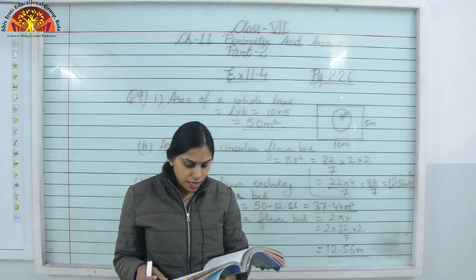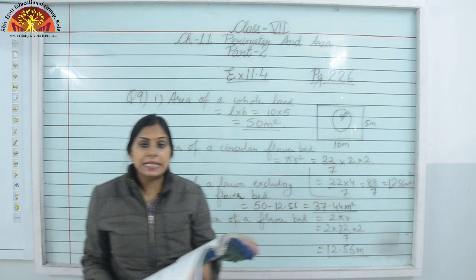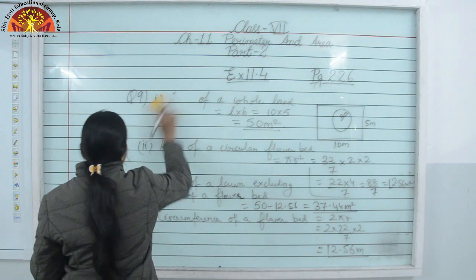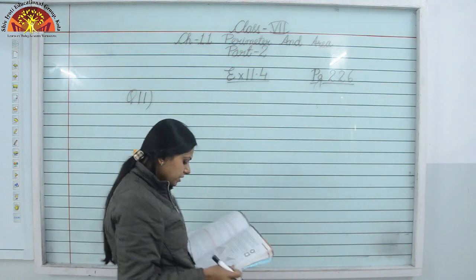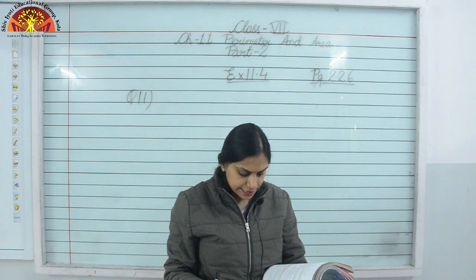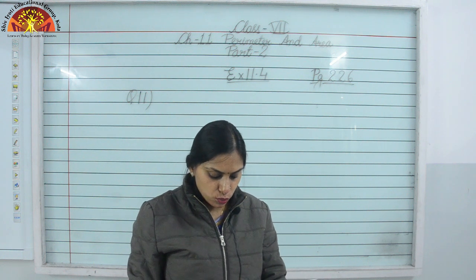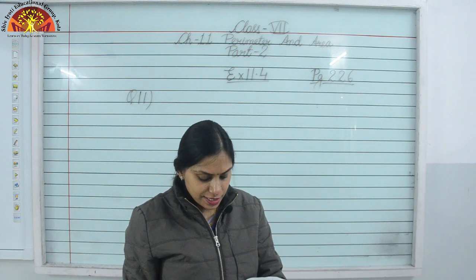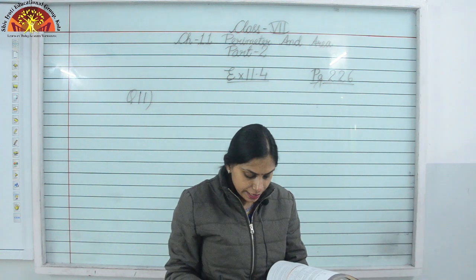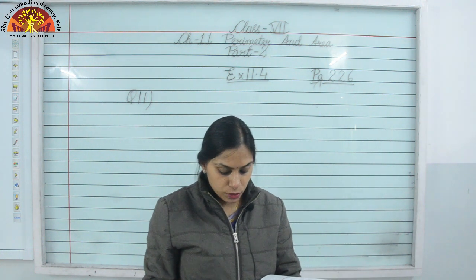Now just come to the last question. We'll just solve the last question. Now that is question number 11, okay. Last question of the exercise. This is the last question. So what is given over here? Find the area of the quadrilateral ABCD. Here AC is equal to 22 centimeters, BM is equal to 3 centimeter, DN is equal to 3 centimeter, and BM perpendicular to AC and DN perpendicular to AC.